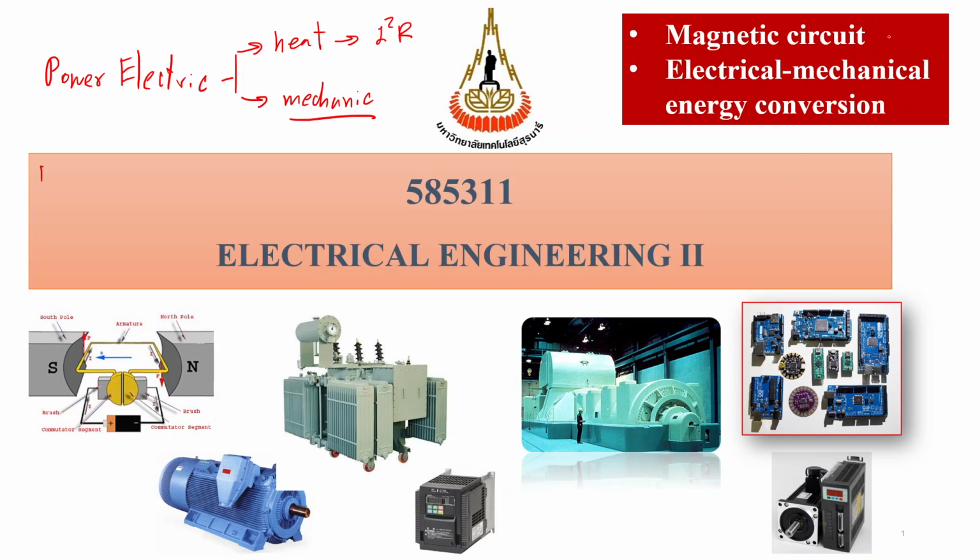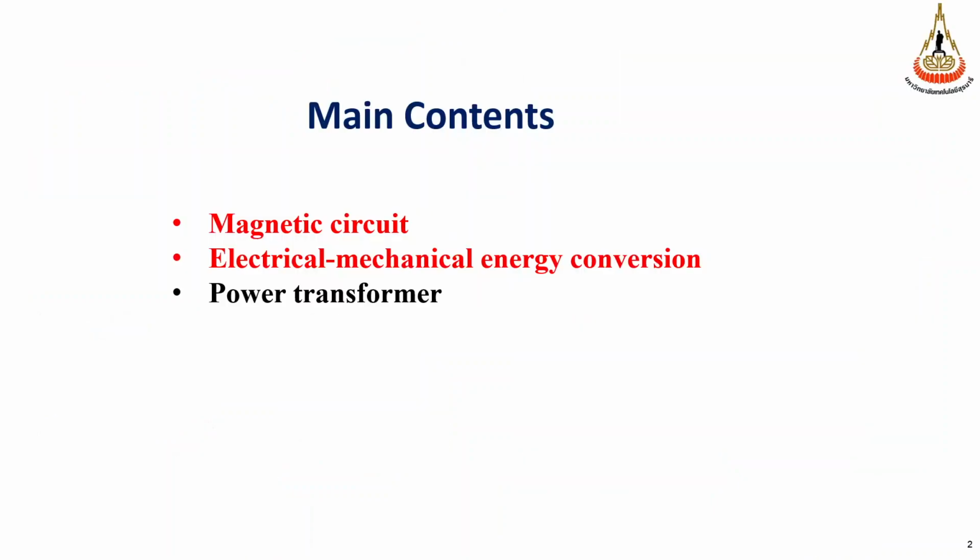So we talk about magnetic circuit, electromechanical energy conversion, right? Then we go to transformer and motor and generator, right? Which we can call rotating machine, right? In electric power engineering, we talk about machine. The machine means that transformer, motor, and generator we call it machine. Okay, machinery, electric machinery, right?